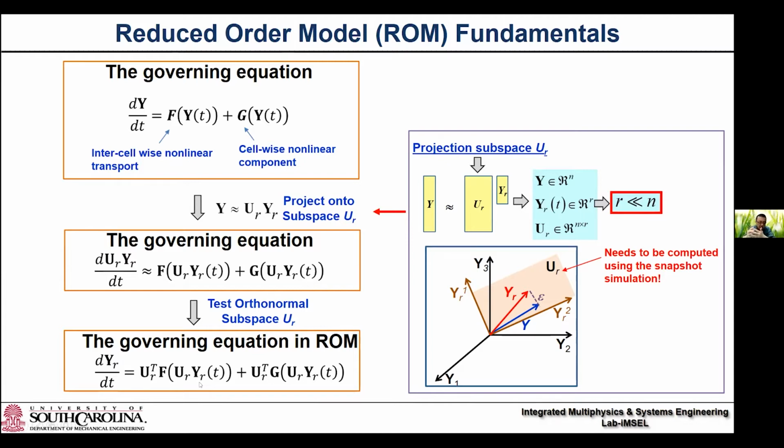Then what you need to do is first use UR to reconstruct the original solution, then run this reconstructed solution through the nonlinear operator, and then project it back again. So that's the reason why a nonlinear reduced model is computationally inefficient in general. All right, so now I have talked about the fundamentals of the reduced models.